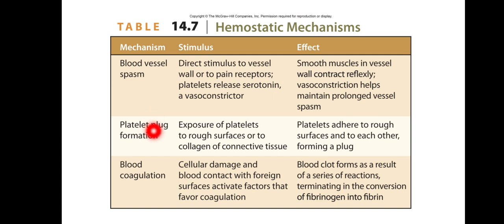Then what happens after that? We have what we call platelet plug formation. What is the stimulus for the platelet plug to be formed? Exposure of platelets to a rough surface. When the platelets are exposed to a rough surface or to the collagen of connective tissue of the damaged tissue, the platelet plug starts to form.